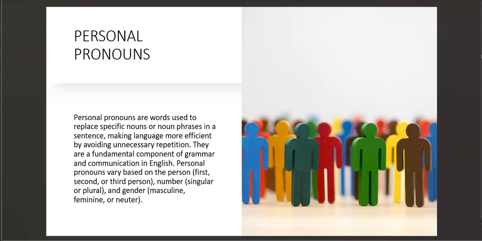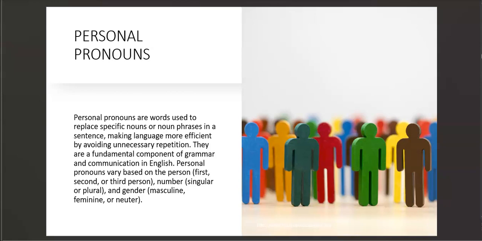So these pronouns I just used replace nouns or noun phrases, okay? For example, mother, father, all these nouns can be replaced, and that is what we call personal pronouns. They are very, very important components of grammar and communication in English. I talked about how personal pronouns are based on the person, the person who is speaking or the person who is doing the action. That is how we will know our pronouns.